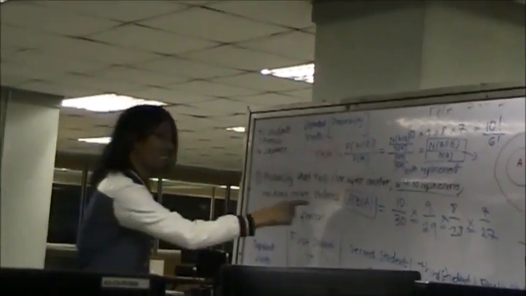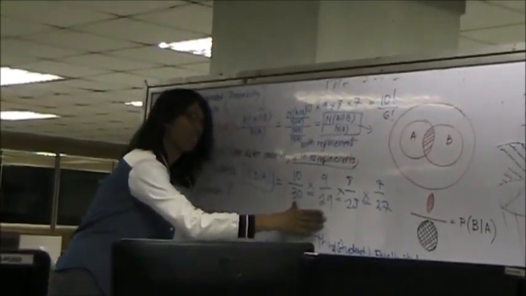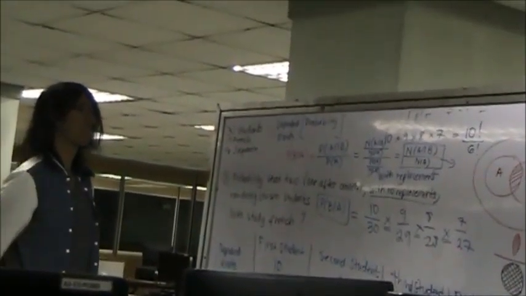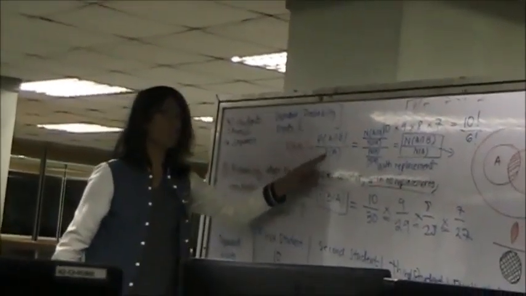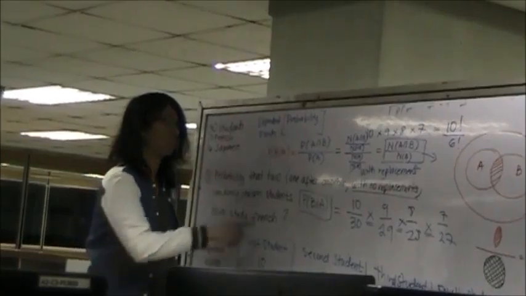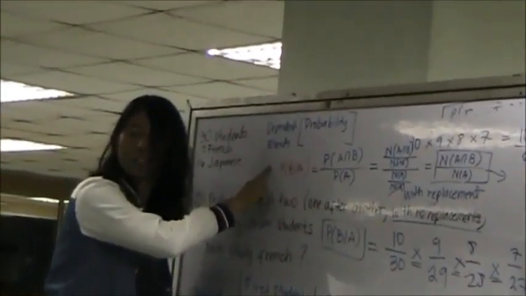But how is that related to this multiplication? It's easy. You just need to rearrange this equation and put P(A) on the other side.